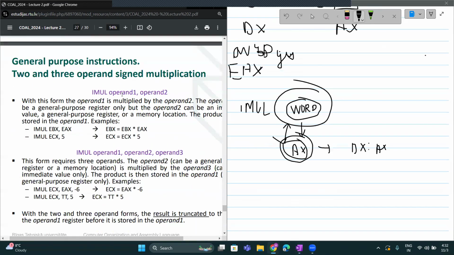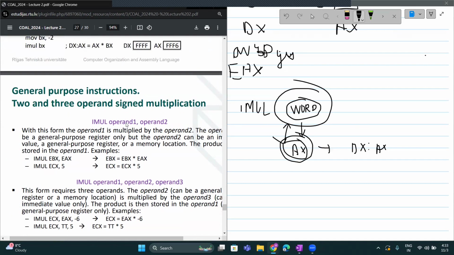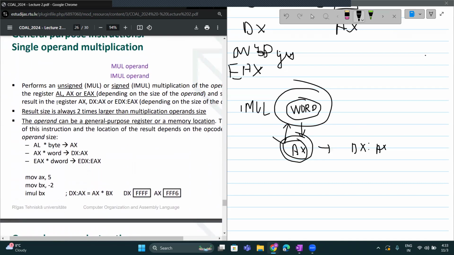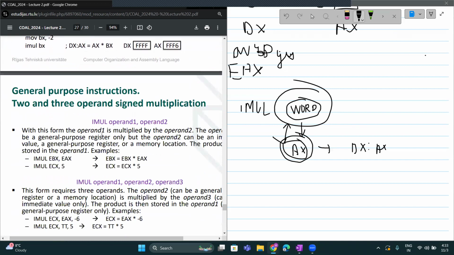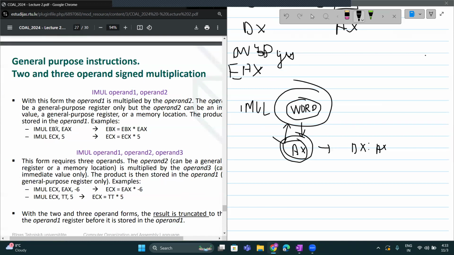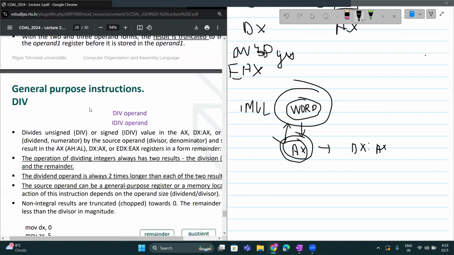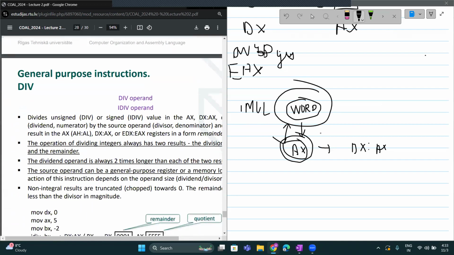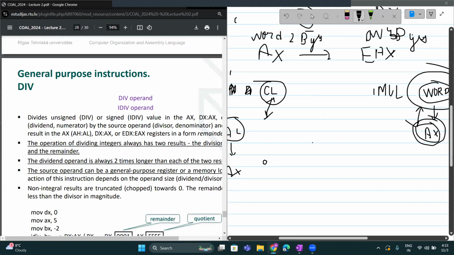Now there are other types of multiplications as well. These will be more useful as they are less confusing, because the result size is the same. So here it works similar to add. If we are writing EBX and EAX, it saves the result in EBX and multiplies both of them. So this is simpler. Now IDIV is slightly complicated.